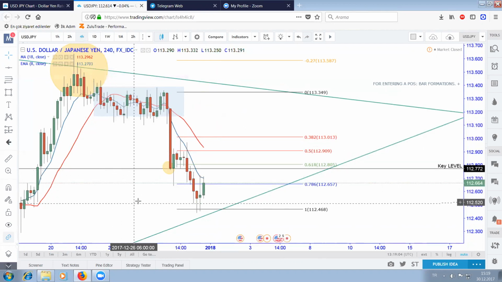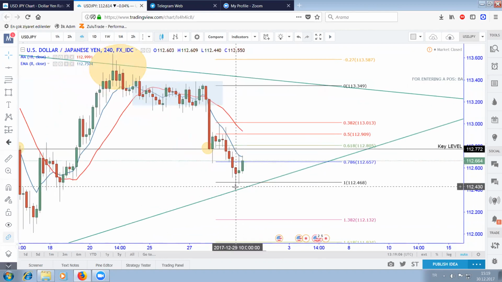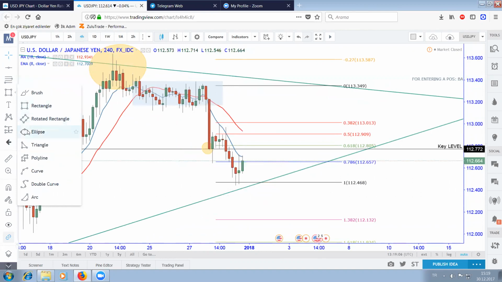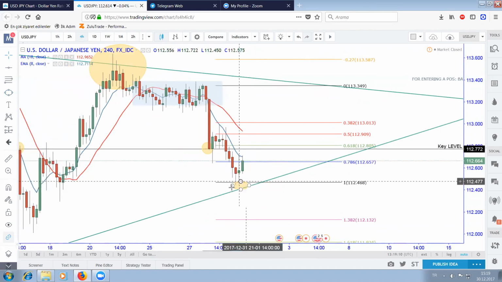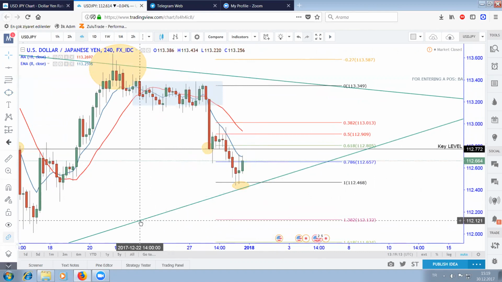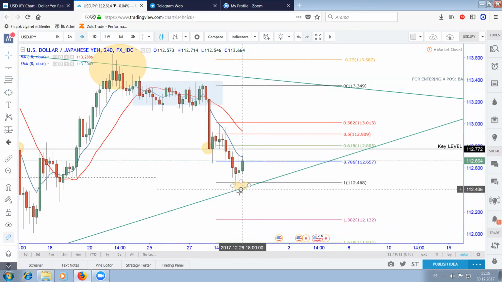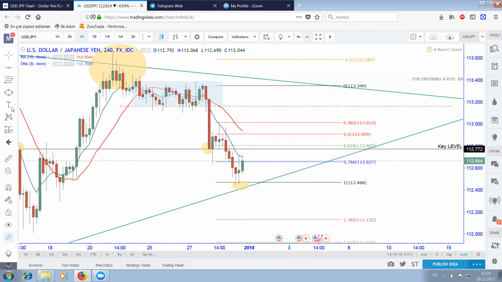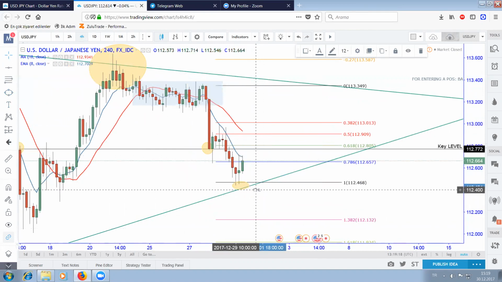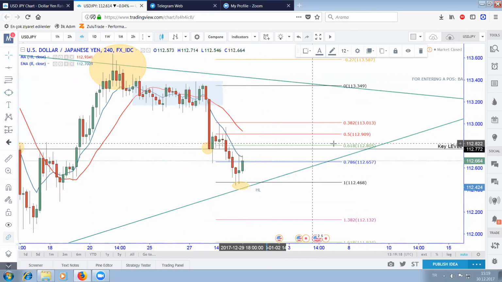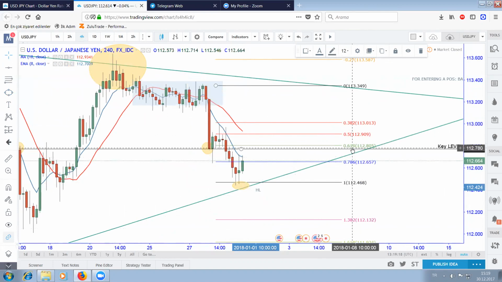Why I'm telling you this is if we get this part as a rejection from the main uptrend, and we say that, okay, it's our new higher low here, it will move at least till our key level, which holds 112.80.